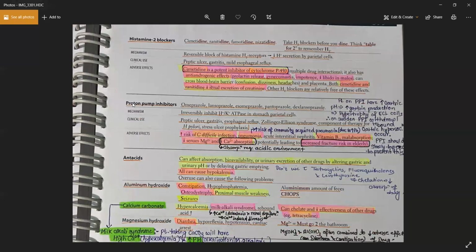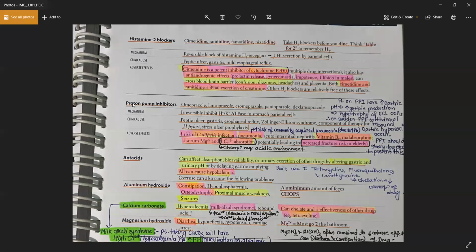Then come the proton pump inhibitors, and they inhibit acid production by inhibiting the ATPase pump in the parietal cells. As a result, it doesn't matter if you have histamine, gastrin, or ACh, you just cannot produce the acids. They irreversibly inhibit the hydrogen potassium ATPase in the stomach parietal cells. So what are the uses? The uses will be peptic ulcer disease, gastritis, esophageal reflux disease, and Zollinger-Ellison syndrome.